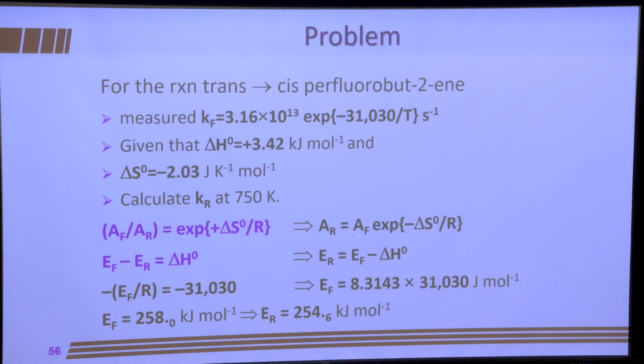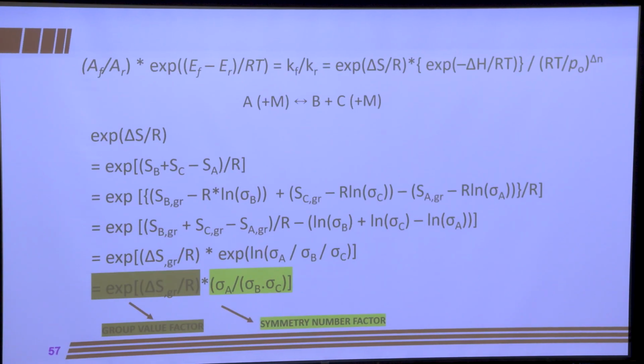And we can get A reverse: A forward is 3.16 times 10 to the 13 times the exponent of plus 2.03 all over 8.314. And that way we can get the K reverse. And from that, we can actually get the rate constant at 750 Kelvin, because we'll know A and EA. I don't know the answer.